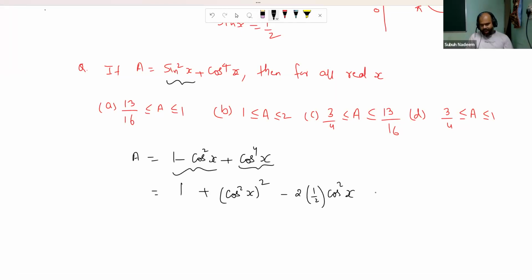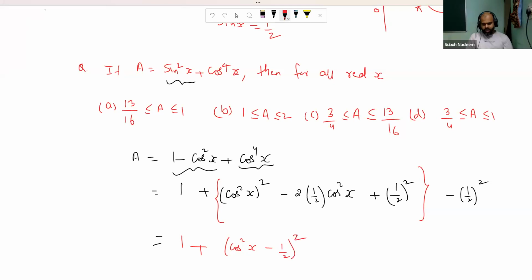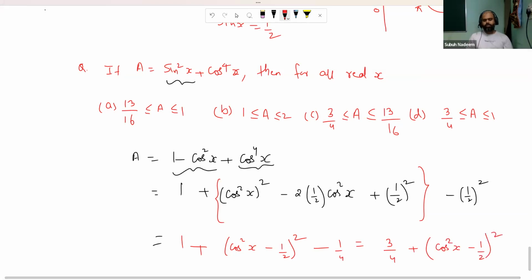And what you do further, you add 1 by 2 whole square and subtract 1 by 2 whole square. So what we are doing here is the completing the square method. If we see these three terms, it will be a square minus 2ab plus b square, so it will be a minus b whole square minus 1 by 4. So this will be 1 minus 1 by 4, 3 by 4, plus cos square x minus half whole square.